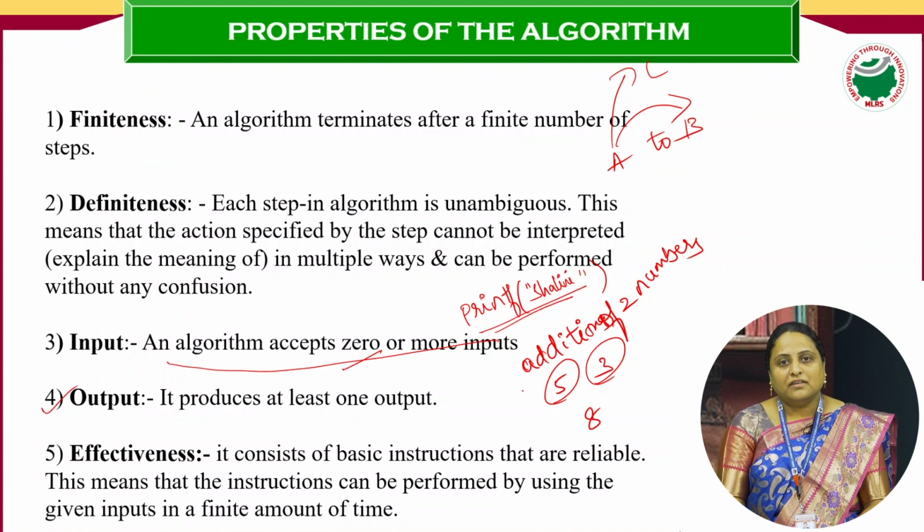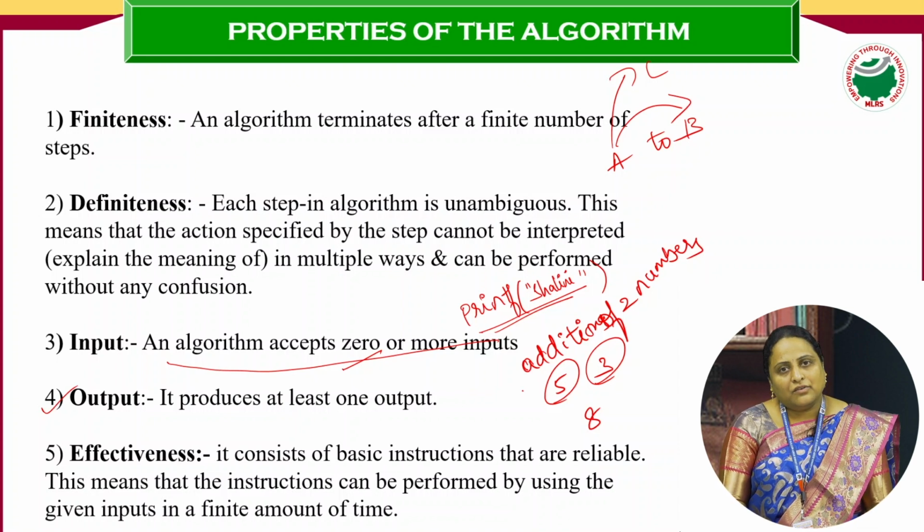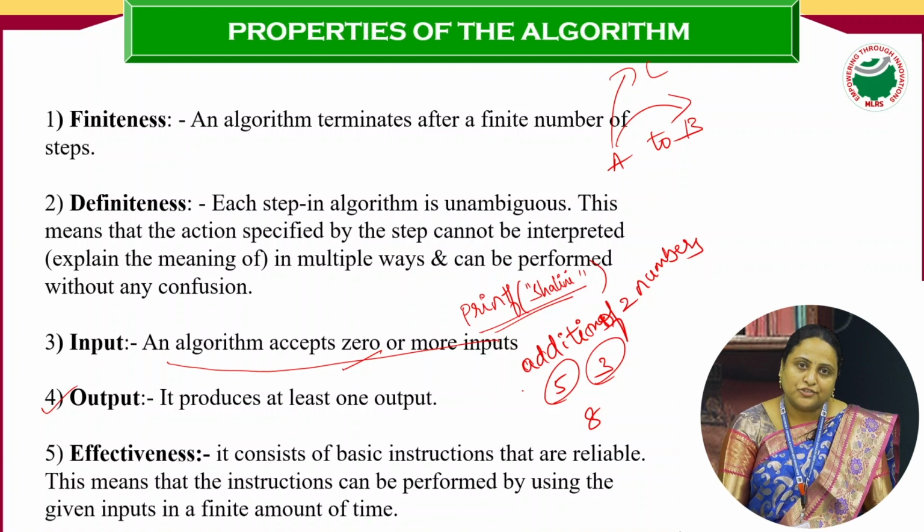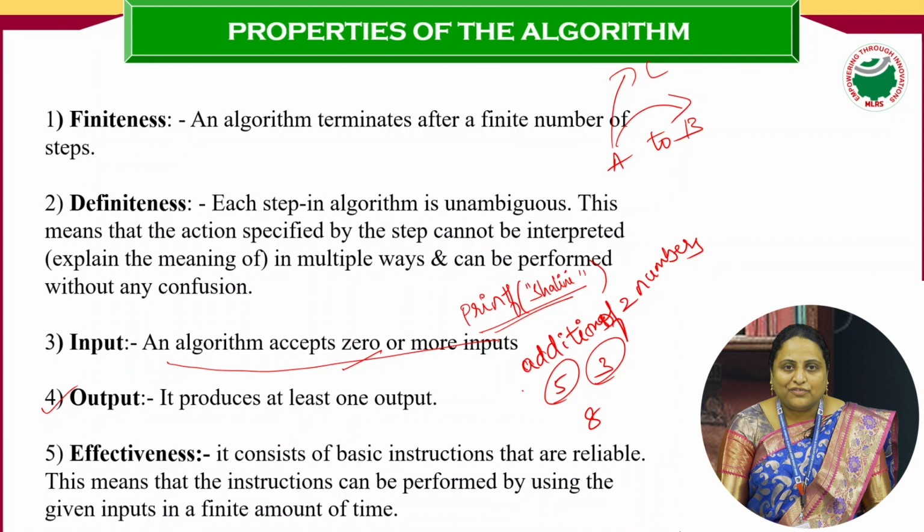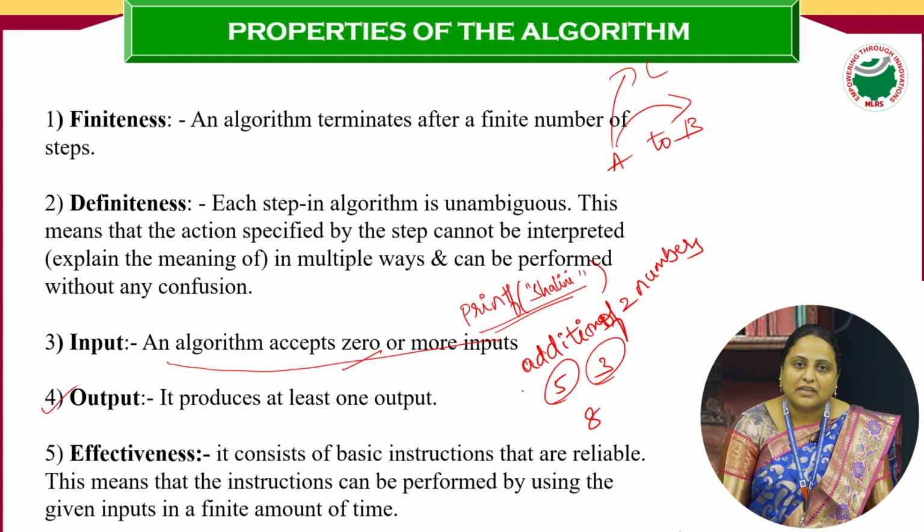We should remember that the main aim of a programmer is to provide some output. That is the reason we write a program. Without getting an output, we are not interested in writing a program. We give some instructions to the computer in the form of a program because we are expecting some output. So how many outputs will be provided? Minimum one output should be produced.